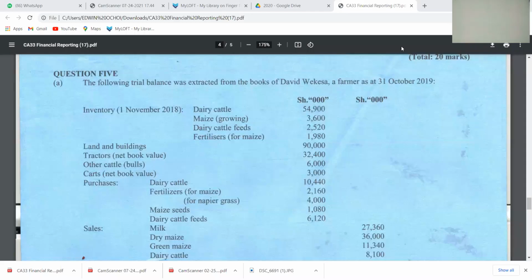So for the start of this topic, I have to introduce a bit of terminologies before we go to the preparation of the relevant books which will be required. Terminology number one is all about biological assets. When we talk about biological assets, we say that these are living plants and animals.